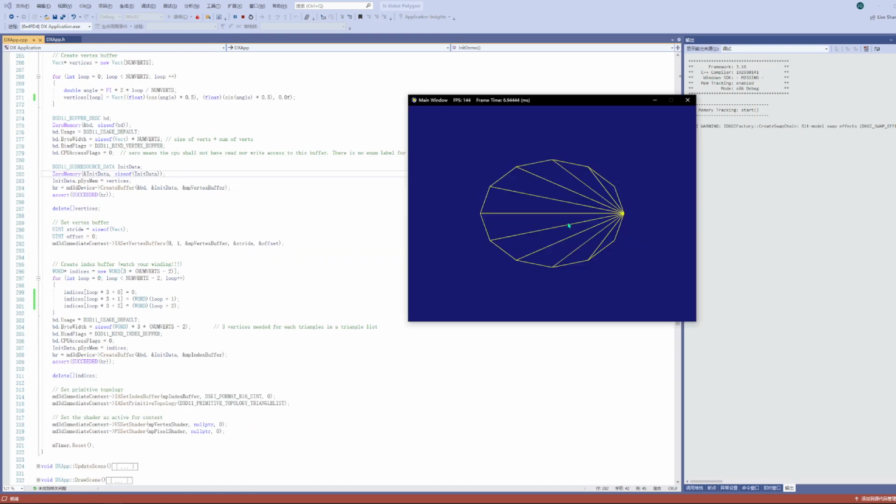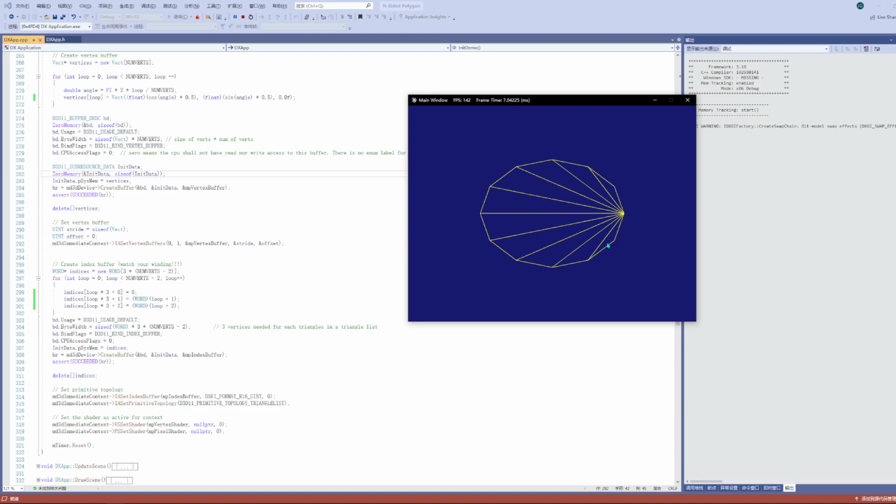For indices, I did a little search online, and I realized for an inside polygon, in this case 12, we have 10 triangles if we want to construct this polygon. So this is why we have 3 times 12 minus 2, which gives us 30 indices. That's how I get this number.